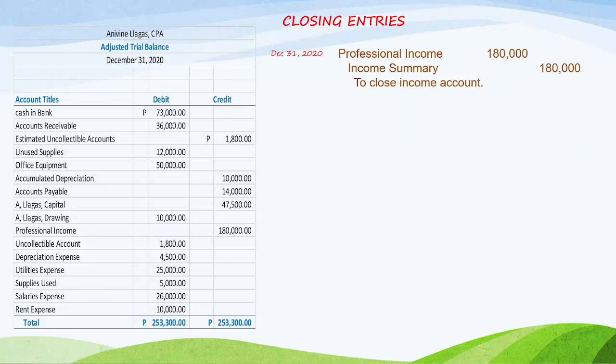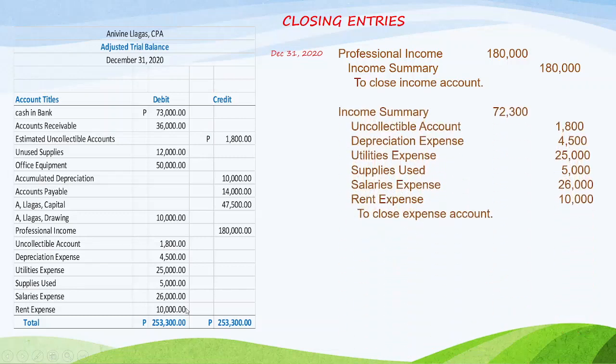And procedure number 2, we're going to close all expenses accounts, and it started from uncollectible accounts down to rent expenses. To close all of this, we have to credit these expenses accounts. We are going to close that one to income summary account. How do we get 72,300? It is the total of all the expenses accounts.